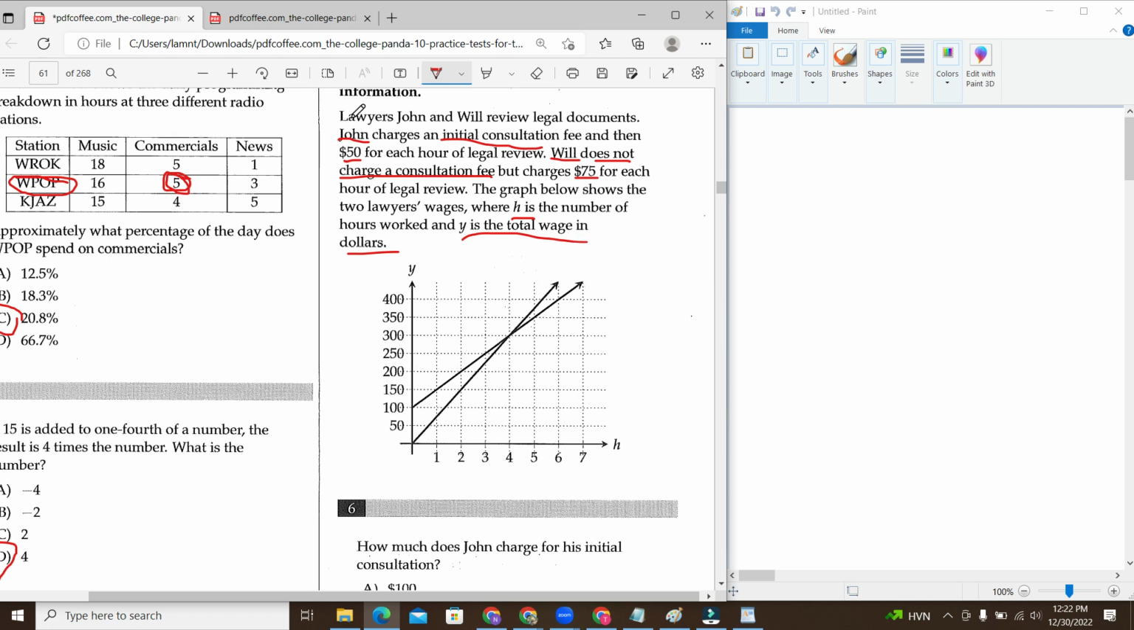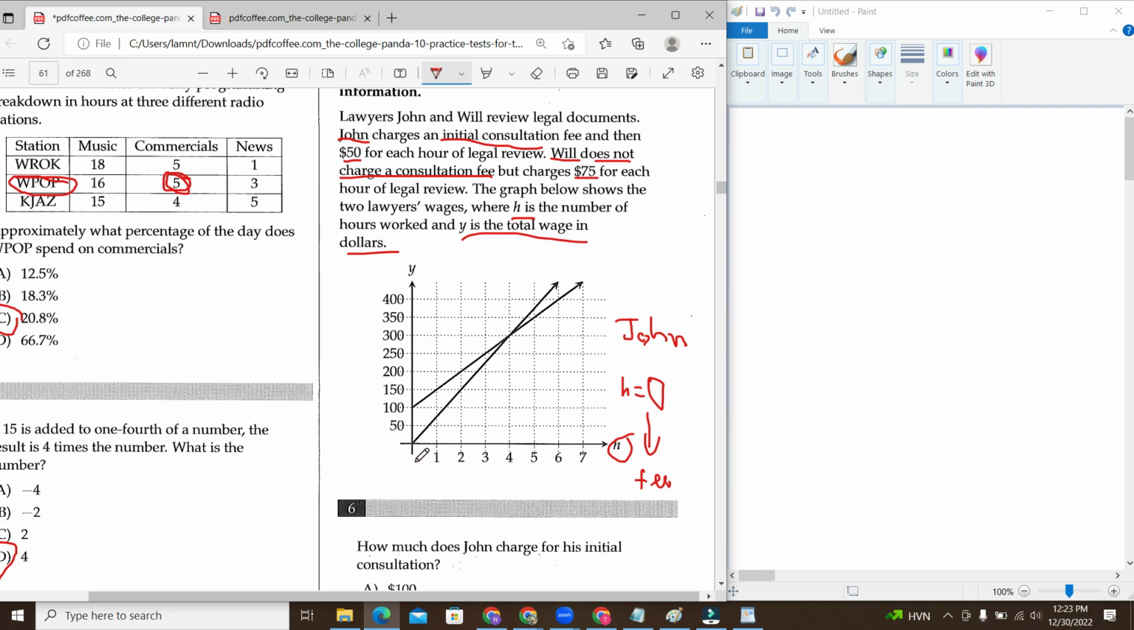But we know that John charged an initial consulting fee, which means at 0 hours, the customer is going to have to pay, right? That's what a consulting fee means. So for John at 0 hours, there still has to be a fee.